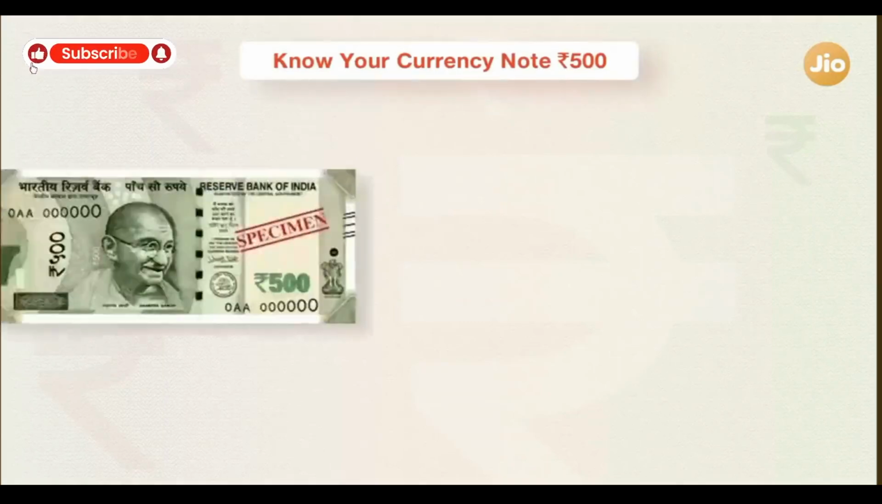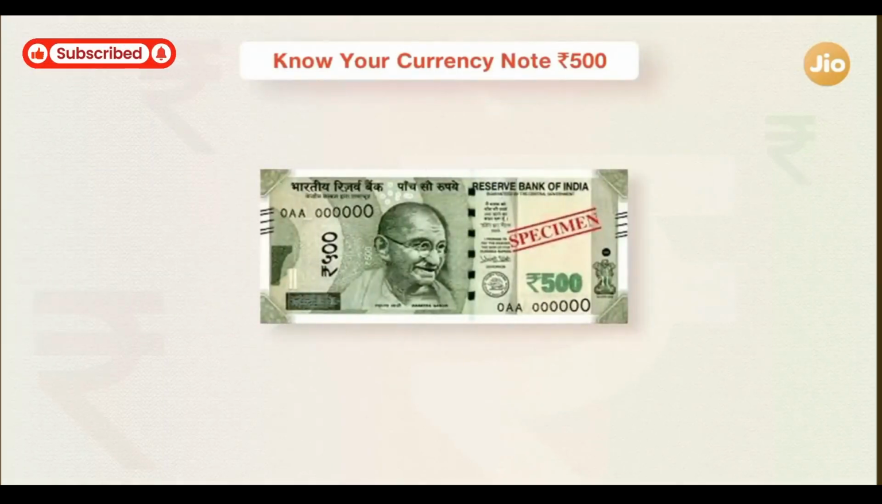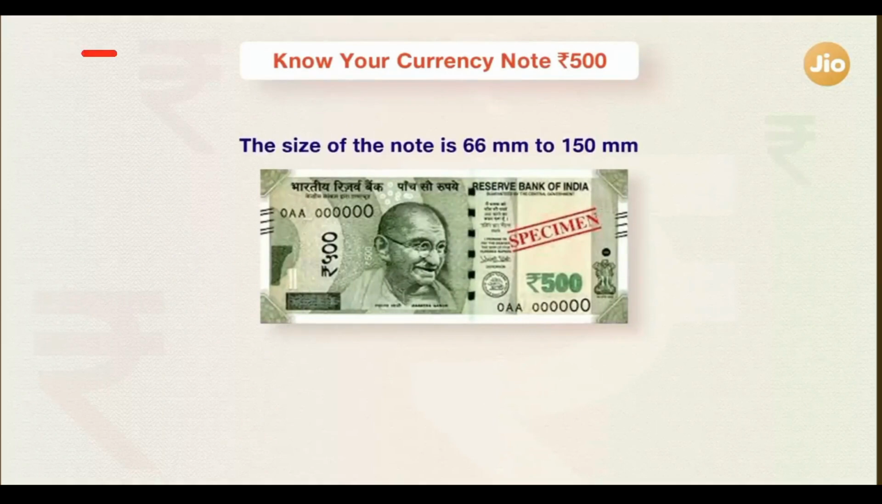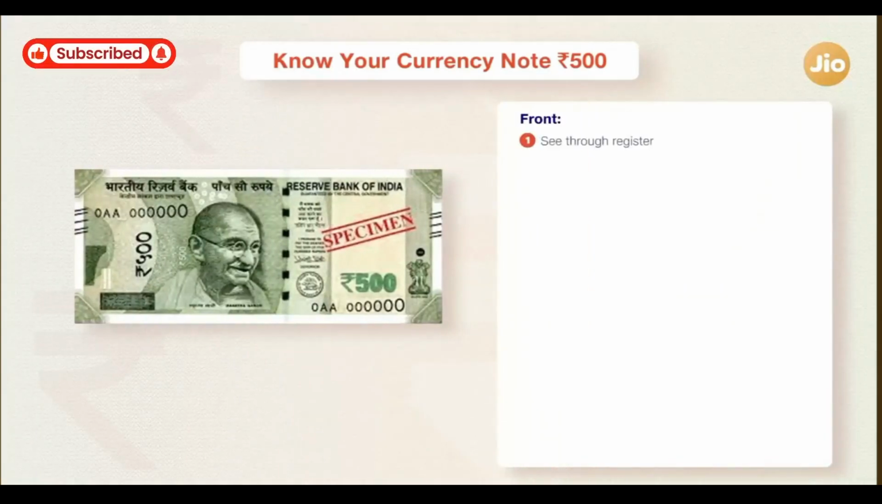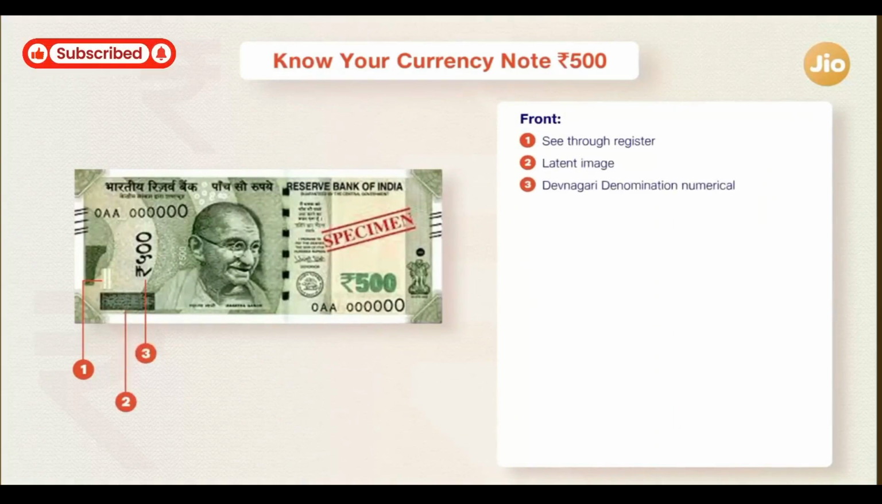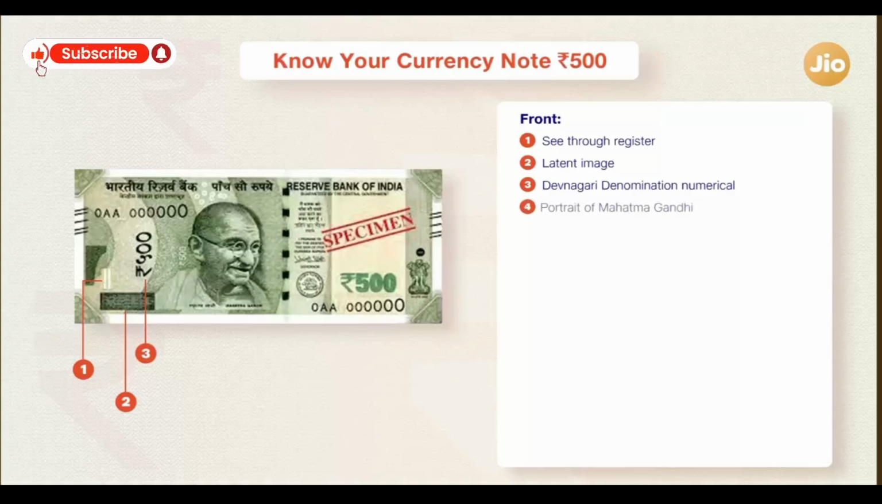Have a closer look at the rupees 500 currency note to know it better. First, the size of the note is 66 mm to 150 mm. At the front, you will find the following. First, the see-through register. Second, latent image. Third, Devanagari denomination numerical. Fourth, portrait of Mahatma Gandhi.